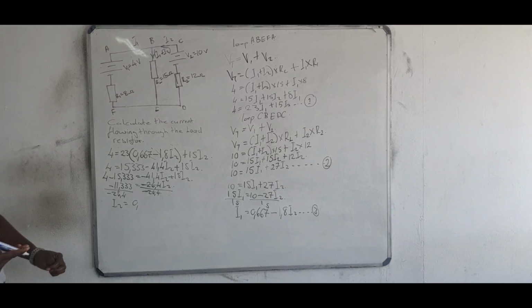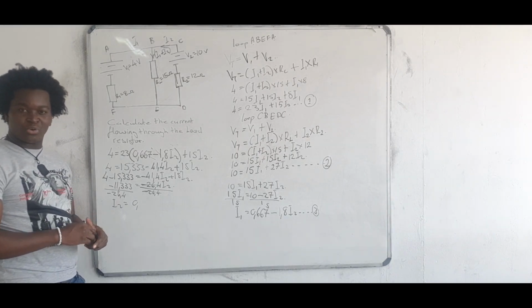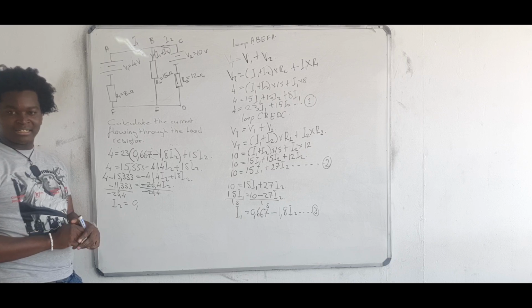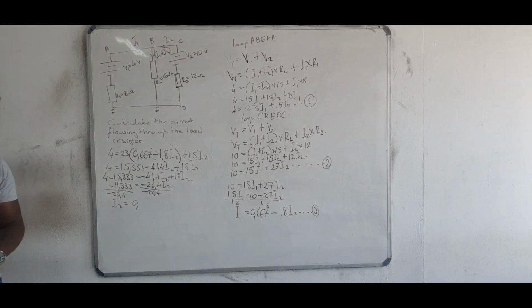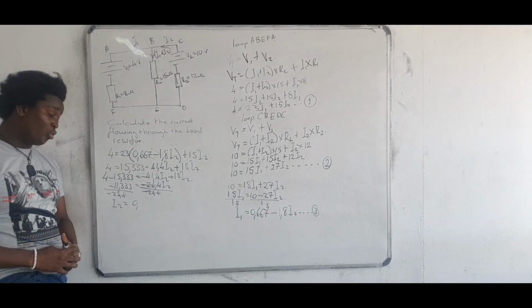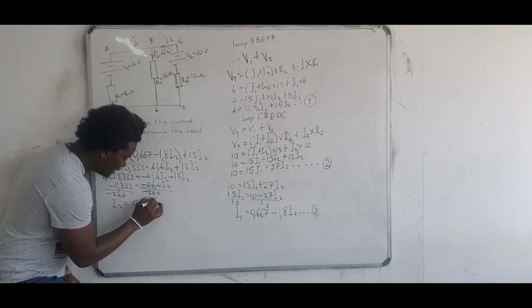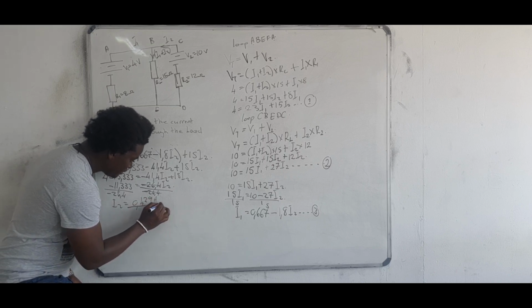I've been correct for way too long. Now I don't want to mess it up. But I'm getting 0.4. Am I correct? 0.40 something or 0.39. Probably 0.39. It's 0.429. 0.429 amps. This is our value for I2.